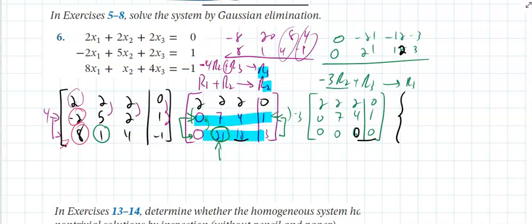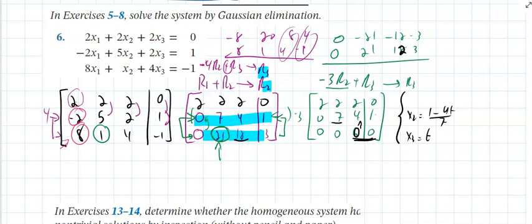Well, how are we going to say this? We're going to say the last column, 0, x3 equals 0. That means x3 could be any number. Let's say that t. Put t in there. Wouldn't that mean that x2 is 1 minus 4t divided by 7?